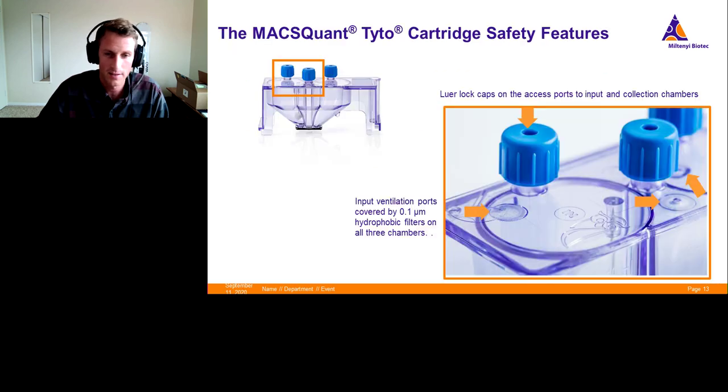The cartridge has these Luer locks on the top. This is familiar for people who've worked with sterile blood products or things like that. The way the system's pressurized is via air going through a 0.1 micron hydrophobic filter, and that is plenty small to keep out just about everything. In the testing we've done, I've been really quite impressed with how sterile this keeps the machine, or your samples, excuse me.